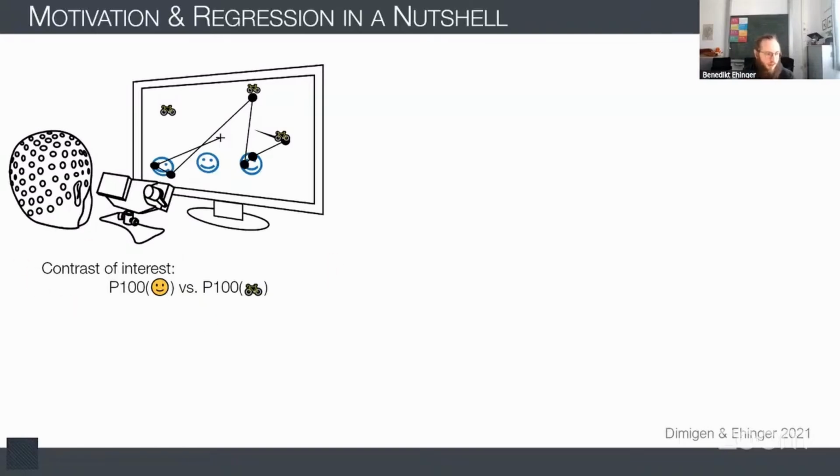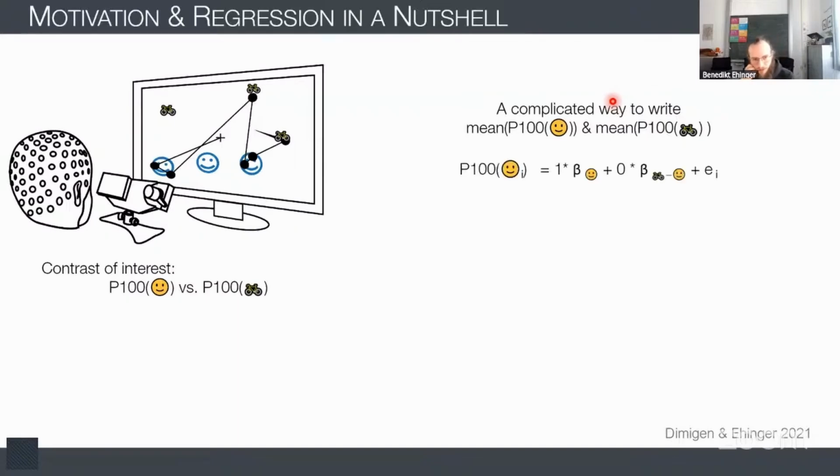Imagine you have this kind of free lab setting where you're allowed to move the eyes, and you can move the eyes onto faces or onto bikes. That's the general example I will use throughout. Let's say you're interested in something very simple, just the P100 for faces versus the P100 for bikes. Does that make a difference? Whether this is a sensible question, I postpone, but there's typically some kind of contrast of interest. Now we're going to find a complicated way to write exactly this, and this is based on a linear model.